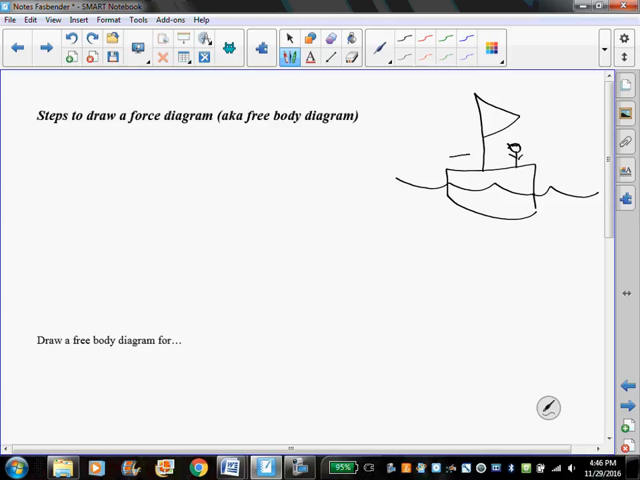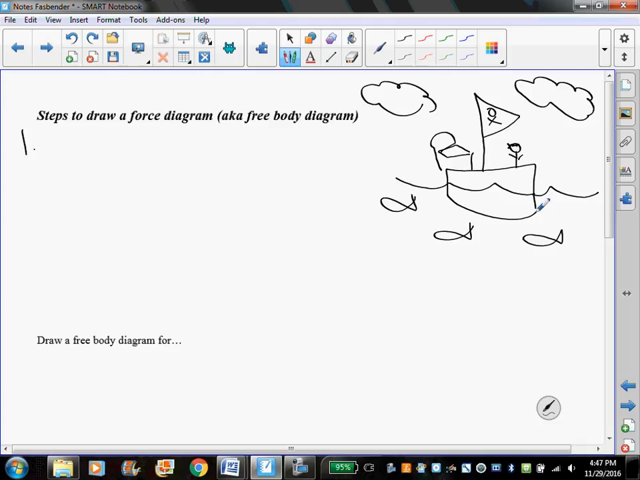And, well, any old pirate is probably pretty good at taking some treasure. So here's his treasure. He's got a Jolly Roger flag, and it's kind of a cloudy day on the high seas. But there's still lots of lovely fish in the water. This is what we're going to try to draw a force diagram for. So the first thing we do is we are going to draw a picture. And we've already done that. Here we go. It's our pirate.